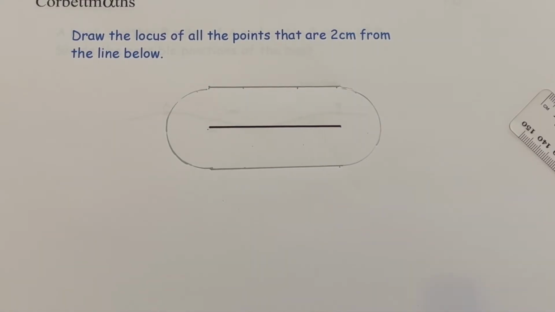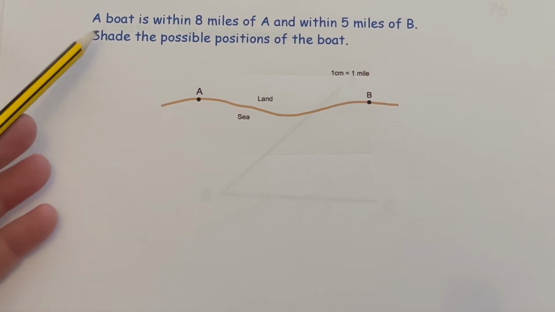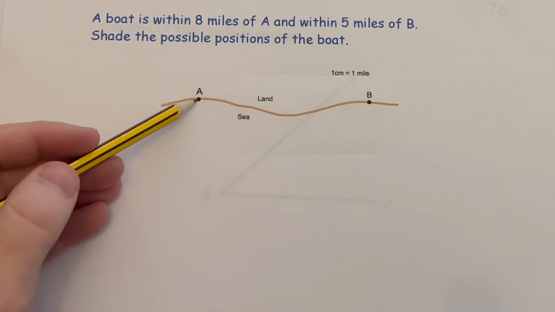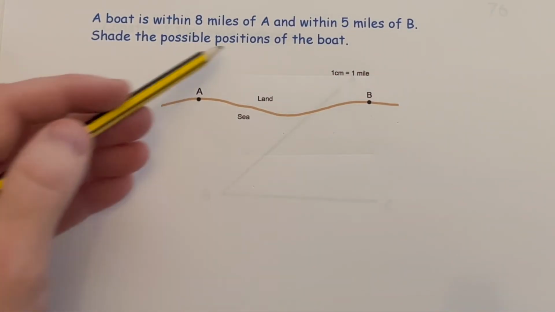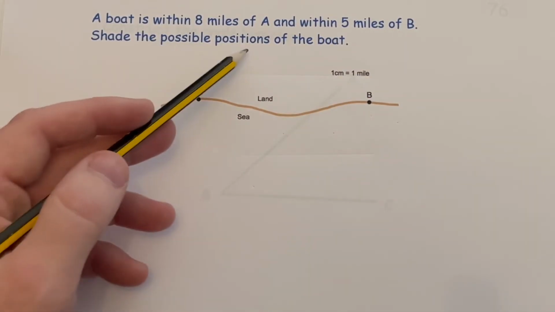Okay, so let's have a look at another question now. Now, sometimes with loci, you're given this particular situation. So here we've got a boat, and it's within 8 miles of the point A. So perhaps this is a port or a harbour or something. And it's within 5 miles of the point B. And we've been asked to show the possible positions of the boat.